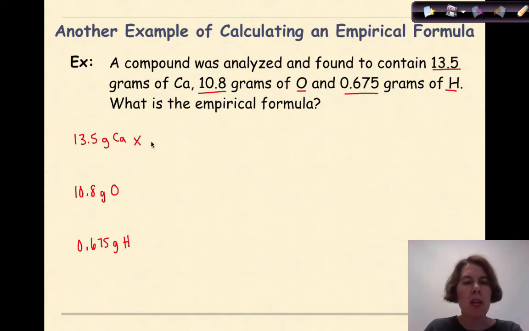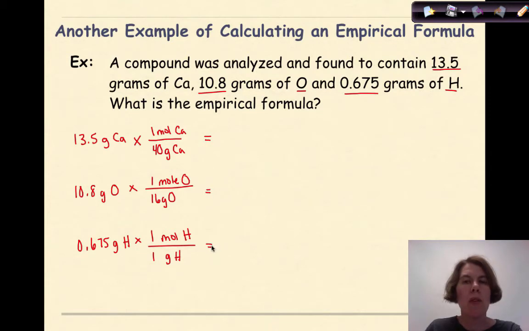So I'm going to say multiplication sign and a line, and the atomic mass for calcium is 40. So 40 grams of Ca is equal to 1 mole of Ca. For oxygen, we have 16 grams of oxygen is equal to 1 mole of oxygen. And finally, for hydrogen, we have 1 mole of hydrogen is equal to 1 gram of hydrogen. And I'm going to put my equal sign in for all of these. And this first step is just doing a mass to mole conversion. Now let's go through and solve these.